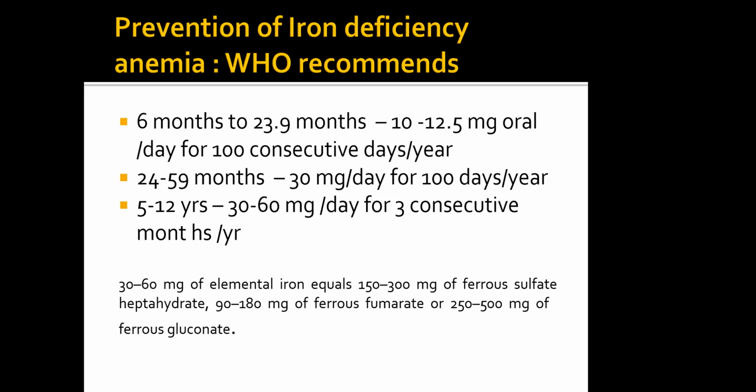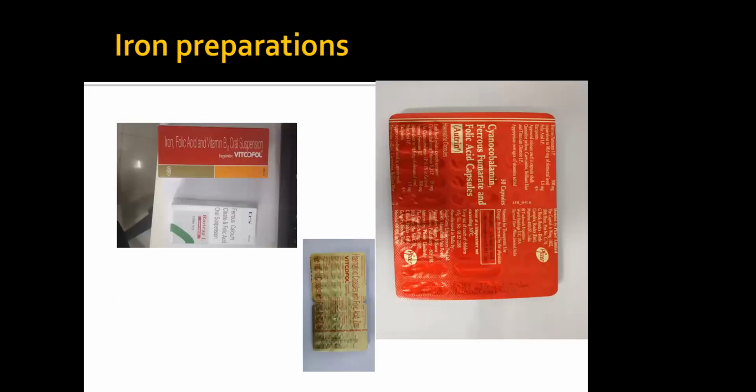30 to 60 milligrams of elemental iron is almost equivalent to 300 milligrams of ferrous sulfate, about 180 milligrams of ferrous fumarate, or 500 milligrams of ferrous gluconate. There are different preparations available, and most of the preparations will actually tell you how much elemental iron is there. Otherwise, this is a rough calculation that you can use. So if you have 300 milligrams of ferrous sulfate, it's about 60 milligrams present. Iron preparations. In India itself, there's about a 360 crore industry looking at iron preparations, and you will find the whole gamut of iron preparations over there.